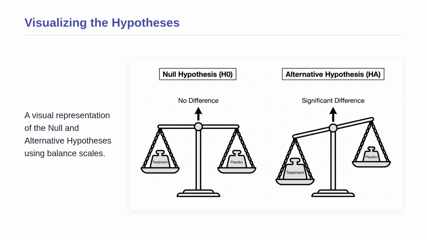On the right, you see an unbalanced scale, representing the alternative hypothesis. The treatment side is heavier, showing a clear, measurable shift compared to the placebo. This illustrates a significant difference. Our goal in biostatistics is to collect enough heavy evidence to tip the scales away from the null and prove that the alternative hypothesis is the reality.